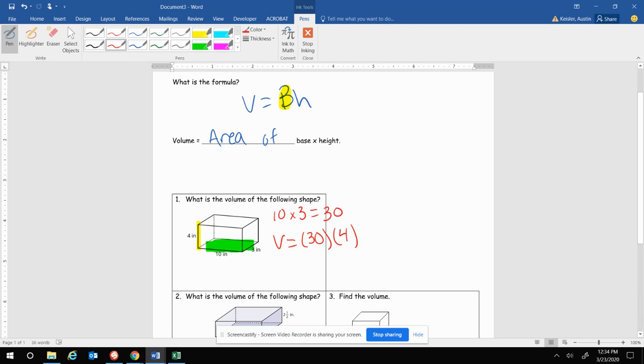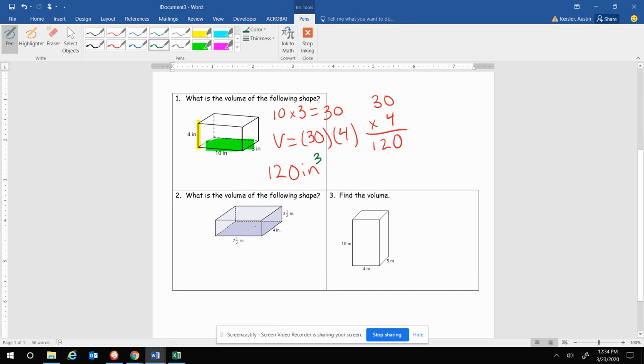So to find the actual answer, I just need to do 30 times 4, and I know 3 times 4 is 12, and then I just have an extra 0. So my answer is going to be 120 inches cubed. All volume has a little 3 up there. 120 inches cubed. That means 120 little 1-inch cubes could fit inside of that bigger box. Okay, next one.